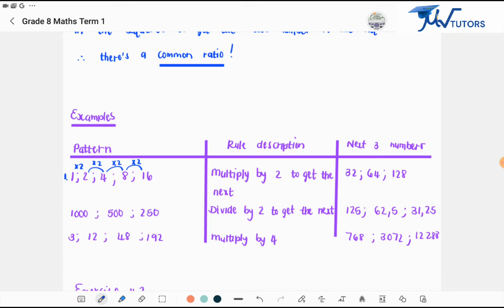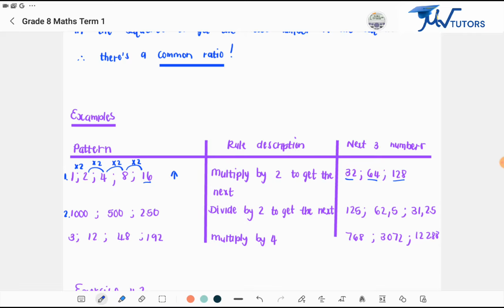Okay, now if I'm looking for the next 3 numbers, 16 multiplied by 2 is 32. And 32 multiplied by 2 is 64. And 64 multiplied by 2 is 128. All right, now another pattern. And this is an increasing pattern, right? Meaning we multiplied by a whole number.